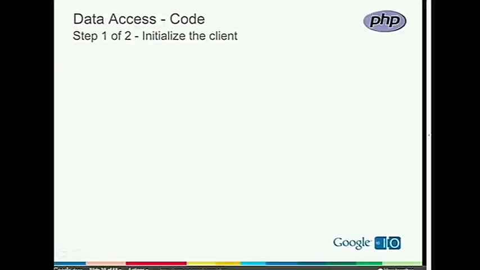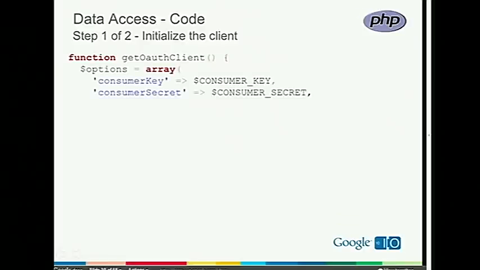So on the data access side, we're just going to break this down into two pretty simple steps. One, as we did in OpenID, let's just initialize a library. In this case, we're just doing this to establish our credentials for our application. We need two bits of information here. We need to know our consumer key and our secret. These are the equivalents of our application's username and password.